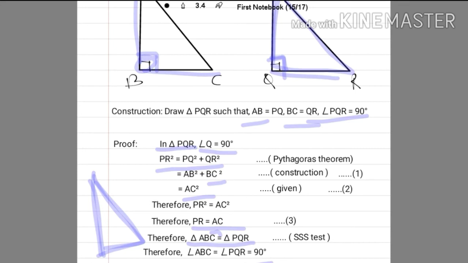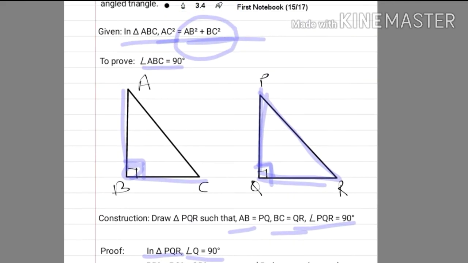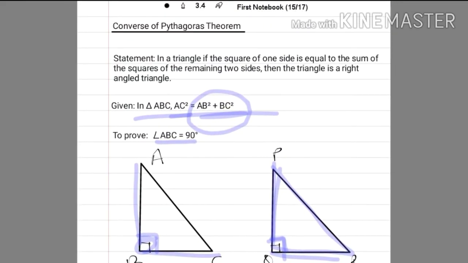So this is how we prove the converse of Pythagoras theorem, but it is not that important. Only thing you have to remember is that if they have given AC square is equal to AB square plus BC square, then it is a right angle triangle. So just remember that, because it is not asked in your exams to prove this theorem. Yes, so let's move to the next topic now.